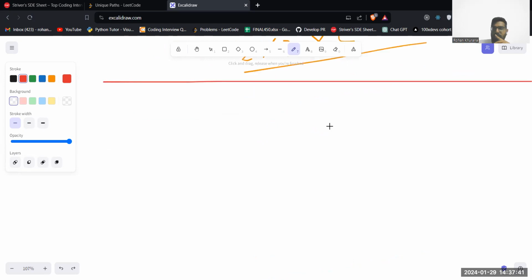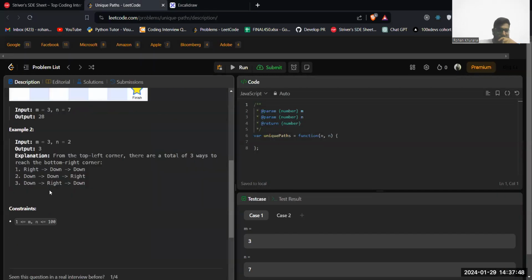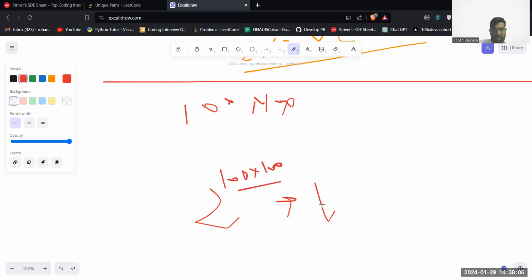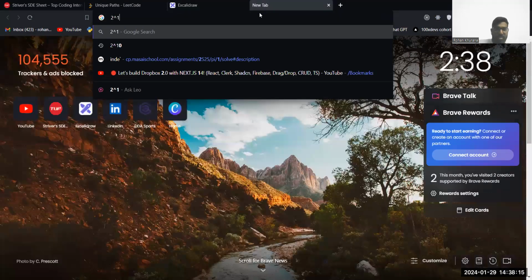We have understood this. Do you think exponential can work? Now let's check what N and M are given. N and M given are 100. Let's just say we have a solution for 100 into 100. What is 2 to the power 100 into 100? It is 2 to the power 10000. Let's try to understand what this is, 2 to the power 10000.